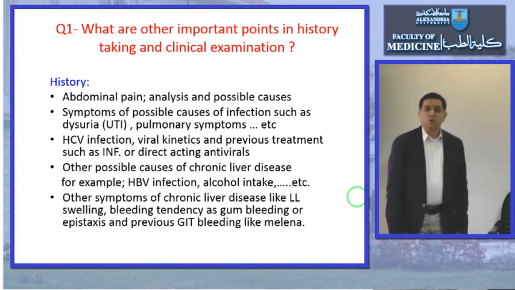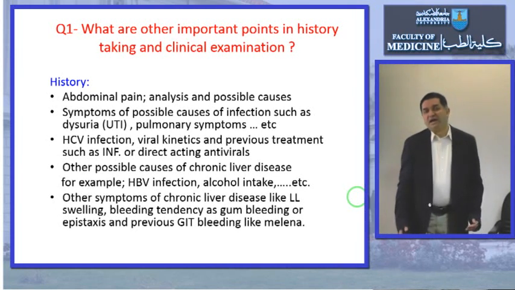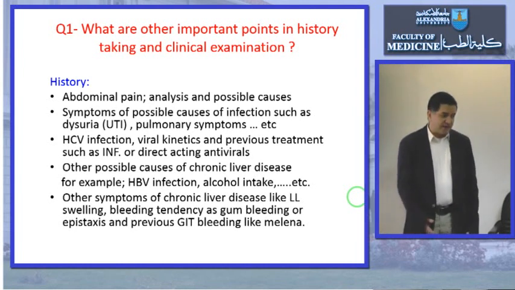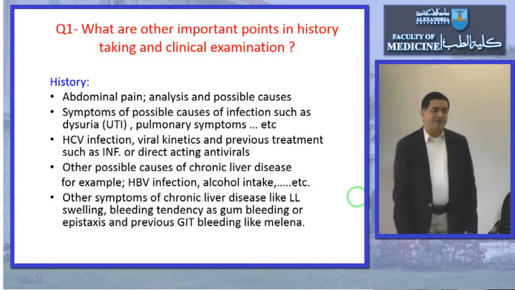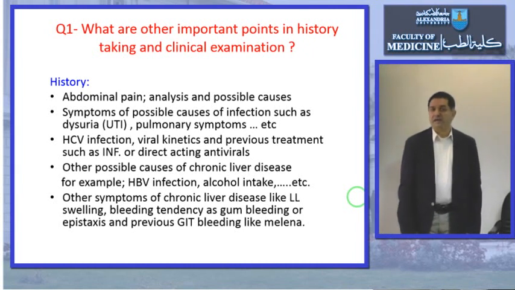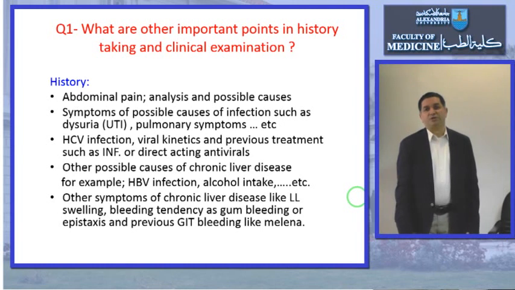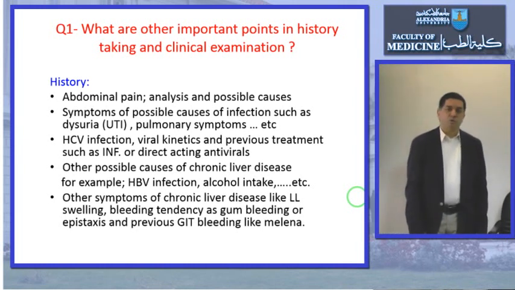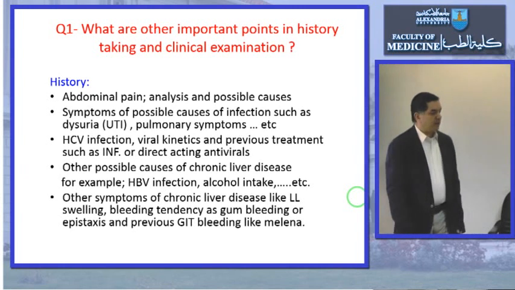Also, here we have a common cause for his chronic liver disease, which is HCV infection. But we also have to search and ask for other possible causes of chronic liver disease, for example, hepatitis B viral infection, alcohol intake, and any history of intake of immunosuppressive drugs, for example, for autoimmune liver disease.